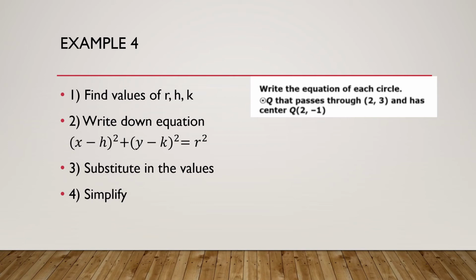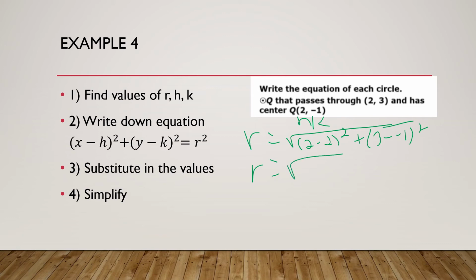Next one, again, we have our center, so we know that is our h and our k. But again, we don't have the radius, so we have to use our distance formula. Square root of 2 minus 2 quantity squared plus 3 minus negative 1 quantity squared. If we substitute those values into the calculator, we get the square root of 16, which is equal to 4.